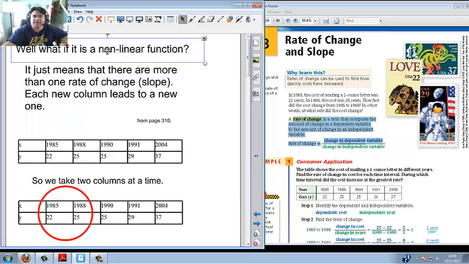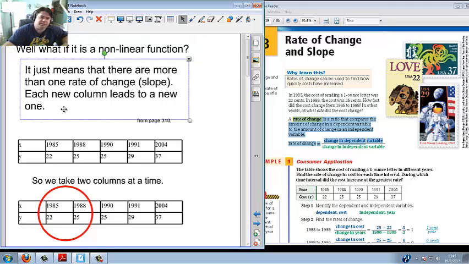Now, what if it's a nonlinear function? And what do I mean by nonlinear? Simply, it's not a straight line. A function means that every x still only has one y, whether it be up or down. However, a nonlinear just means the line bends, or somehow isn't a straight line. So let's take a look here.